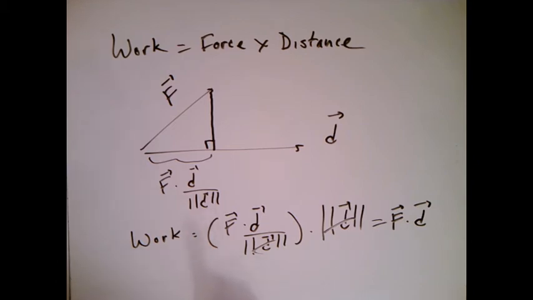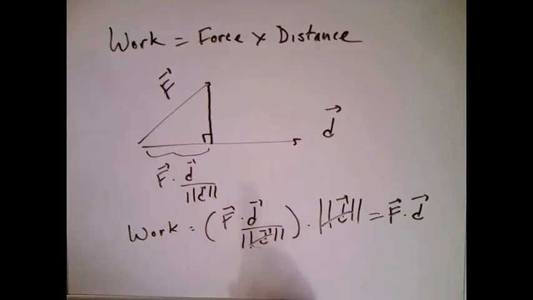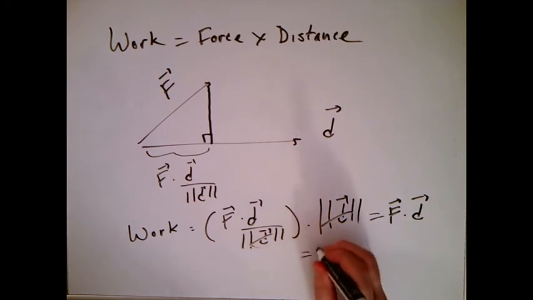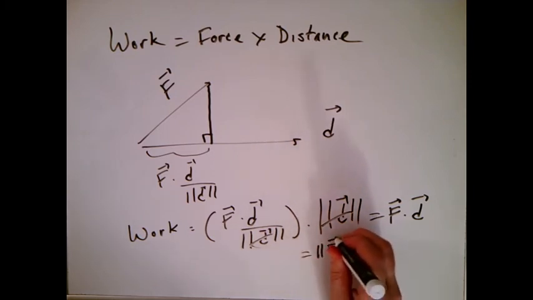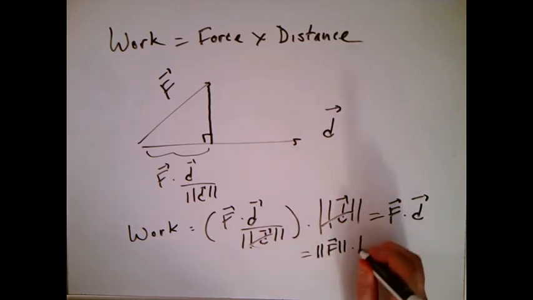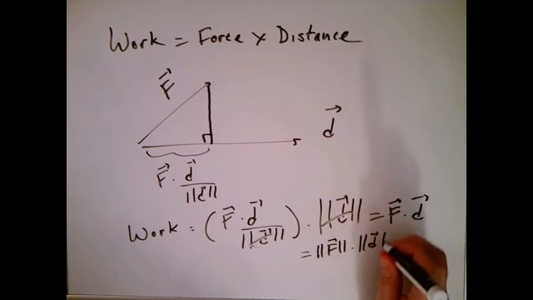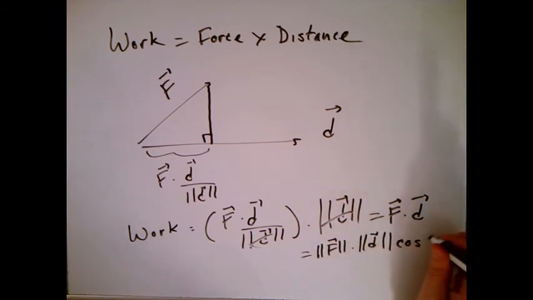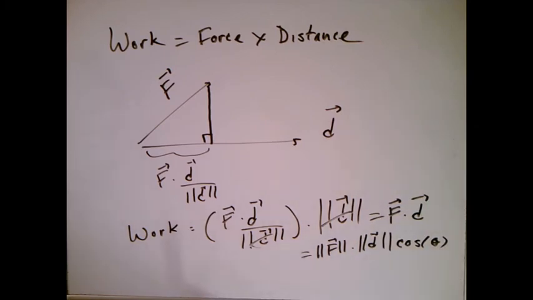A couple things. Remember what the definition of dot product is, right? So this should be the length of the force vector times the length of the distance vector times the cosine of the angle between them. And the only reason I bring this up is that cosine is positive sometimes, cosine is negative sometimes, and cosine is 0 sometimes. We're going to say that the work done by the force vector is positive if the cosine is actually positive.